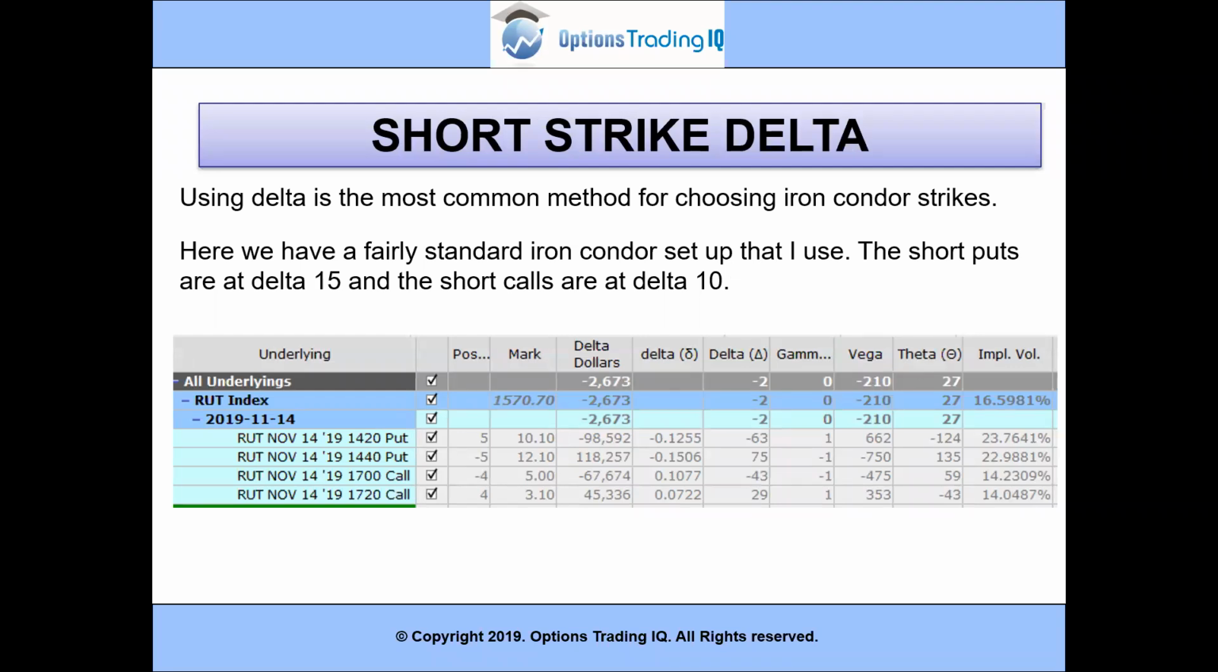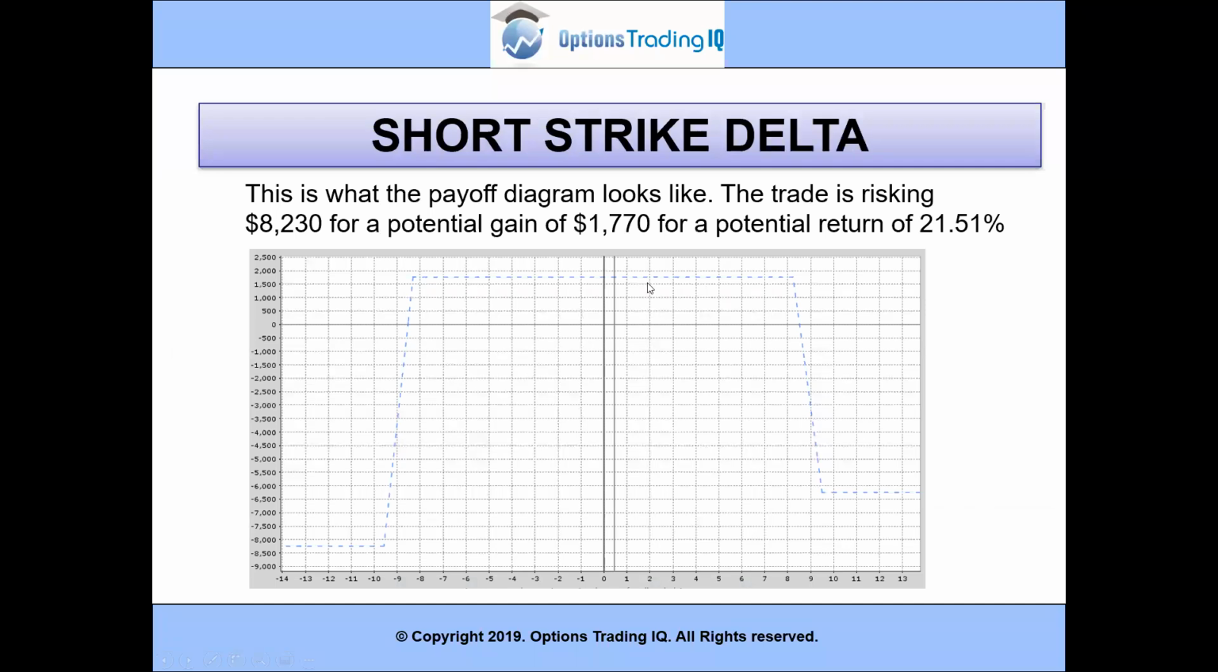And here we've got a fairly common setup. As I said from yesterday, short puts are at delta 15, short calls are at delta 10. Here's our payoff diagram. So risking 8,230, we could round that to 8,250, for a potential gain of 1,770. And that, as I said, is a return of 21.5%. All right, so pretty standard setup. You can't go too far wrong.